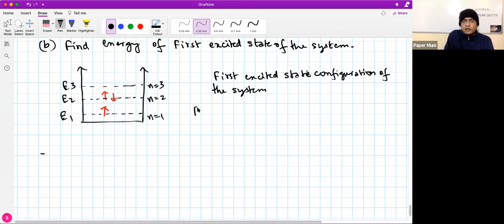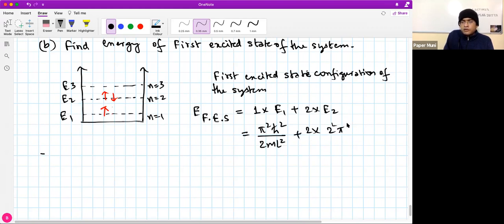Now E is equal to E_FES, let's write it like this, first excited state. Now we can see that there's 1 electron in the ground state, which is 1 into E1. Now we have 2 electrons in the first excited state. So this will be pi square h cut square by 2 m L square plus 2 into 2 square pi square h cut square by 2 m L square. So this will give you 9 pi square h cut square by 2 m L square. So this is the energy of the configuration.